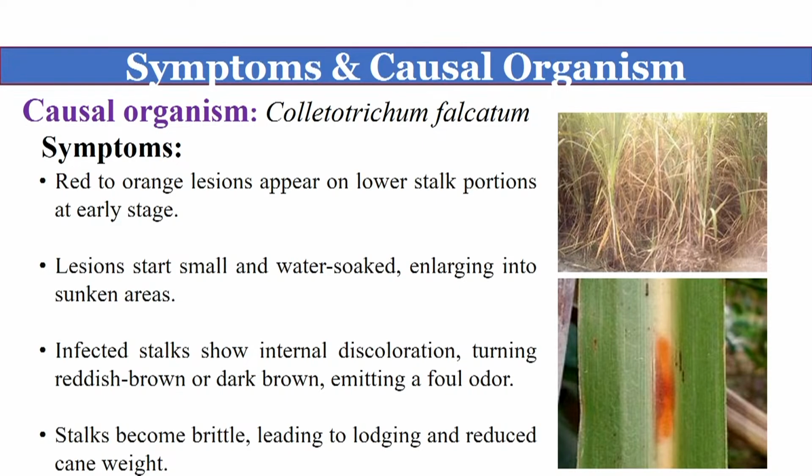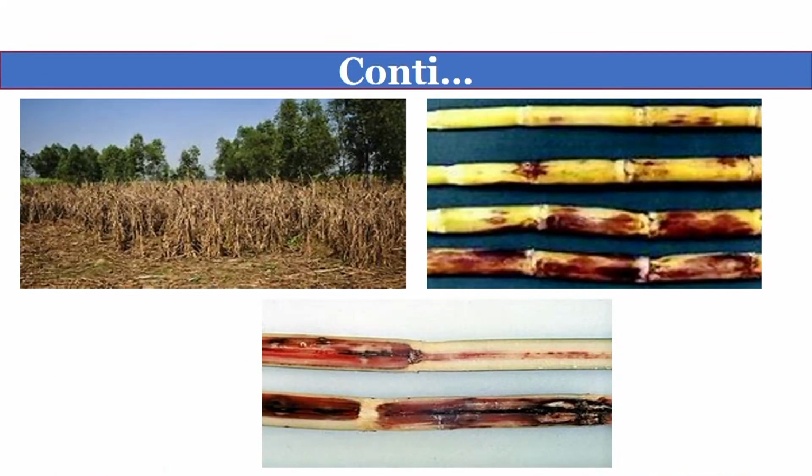Lesions start small and water soaked, then enlarge in size and increase on the stalk, and the internal discoloration turns reddish brown to dark brown in color. After some time, if you tear the stem, it emits a foul odor, and the stalk becomes brittle, leading to losses as well as reduced cane weight. Dear learners, these are photographs showing the red rot symptoms severely.